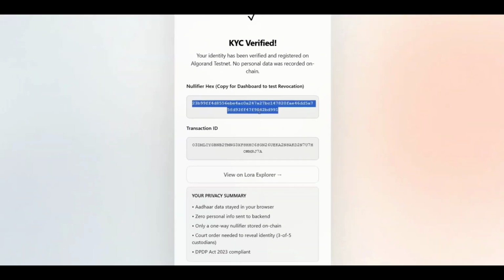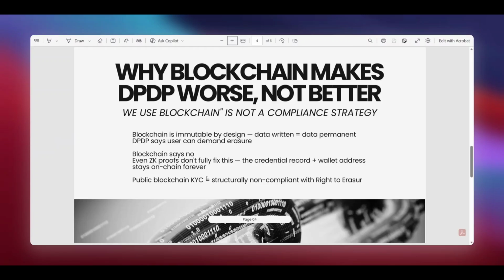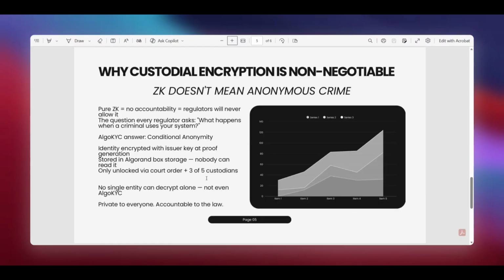Here's the catch, what most competitors are missing. Full anonymity is not acceptable for Indian regulators. Under the DPDP Act, the system must allow lawful access when required, for example in cases of fraud or money laundering. Pure privacy systems fail here. So AlgoKYC introduces something new: conditional accountability.